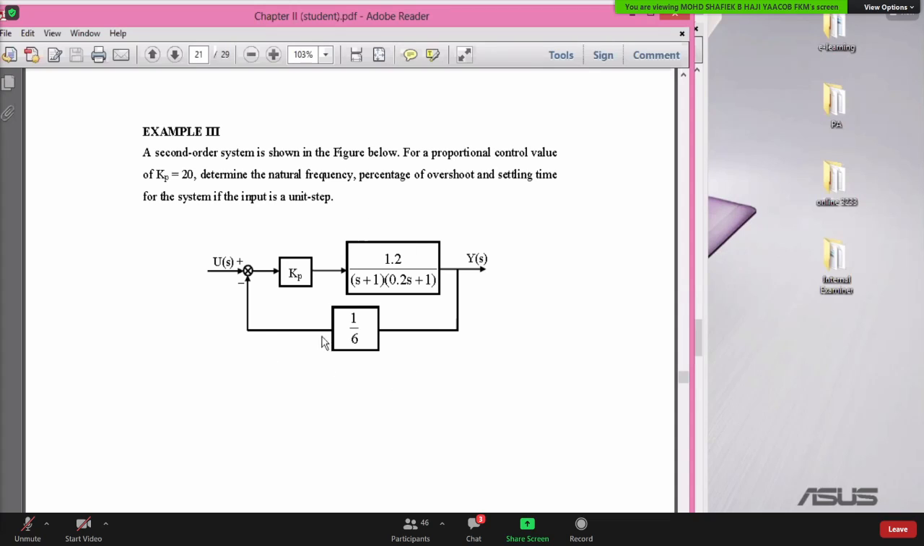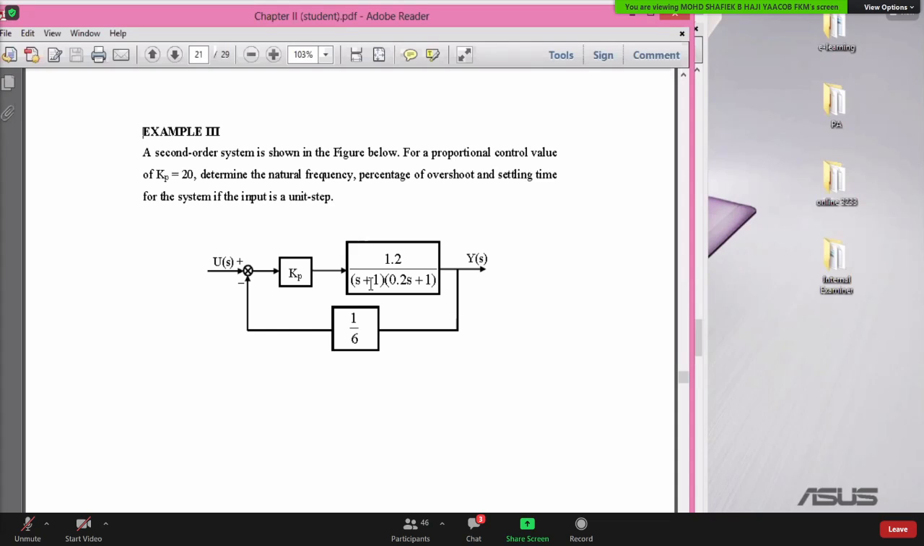Given a control system, we want to analyze how it's going to behave. So the first step for you is to get the overall transfer function that relates input to the output. So you have this forward path, and the feedback gain is 1/6. So you need to get the overall transfer function, which is G divided by 1 plus GH.